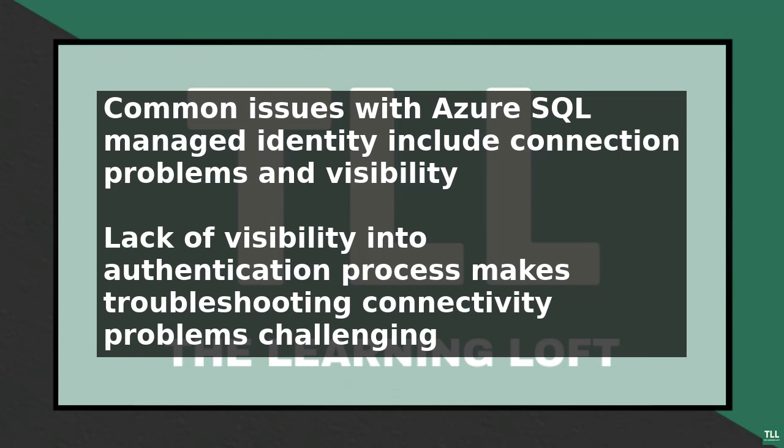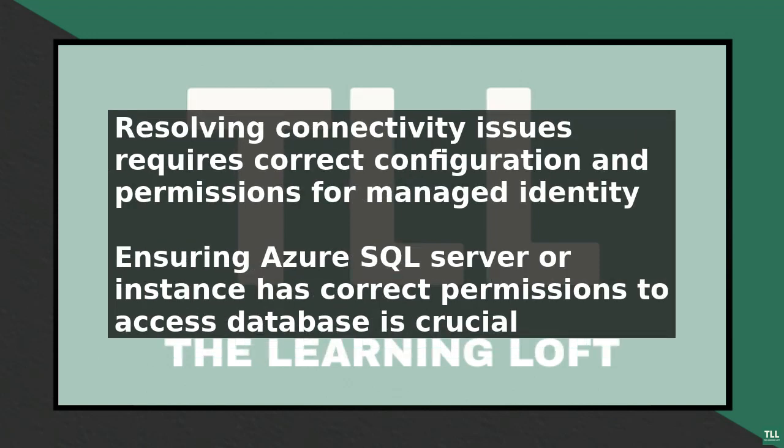Resolving connectivity issues. To resolve connectivity issues with Azure SQL Managed Identity, you need to ensure that the managed identity is correctly configured and that the necessary permissions are granted. This includes ensuring that the Azure SQL Server or managed instance has the correct permissions to access the database. You should also verify that the managed identity is enabled and that the Azure SQL Server or managed instance is correctly configured to use the managed identity.